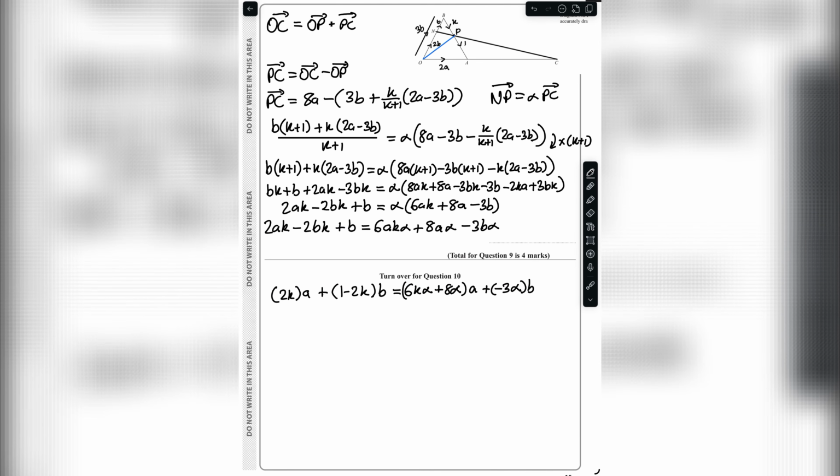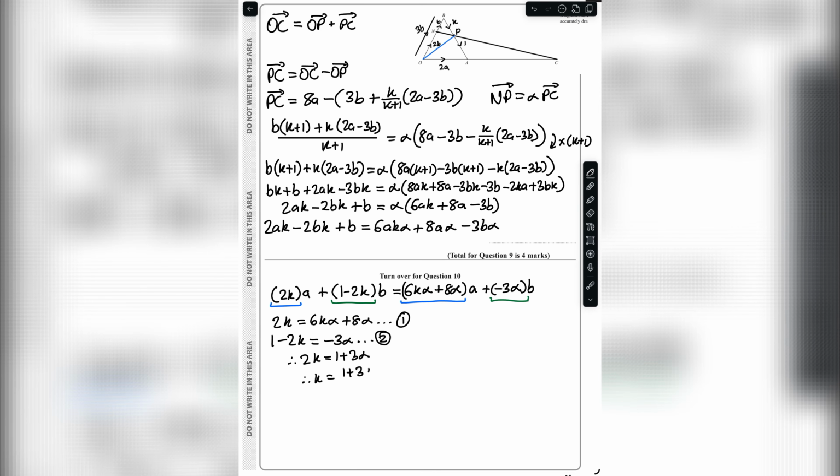And by equating the coefficients of a and b on both sides of this equation, we get 2k equals 6k times alpha plus 8 times alpha, and I'll call that equation 1, and 1 minus 2k equals minus 3 alpha, and I'll call that equation 2. And using equation 2, we can state that 2k equals 1 plus 3 alpha, therefore k equals 1 plus 3 alpha divided by 2.